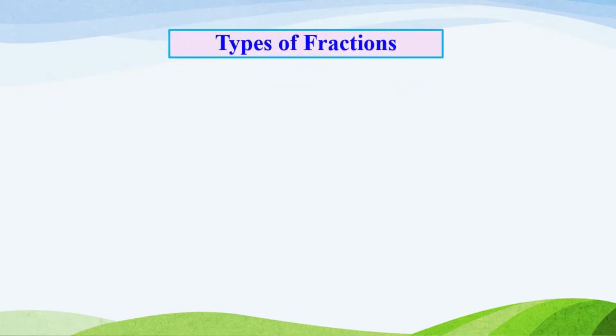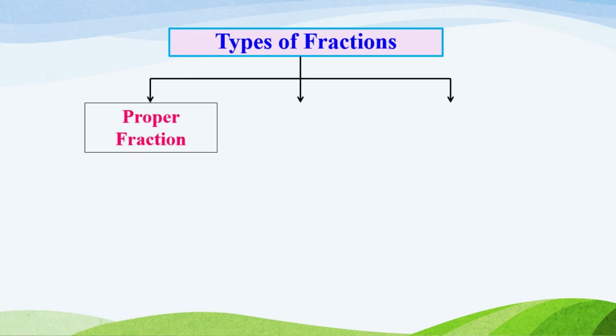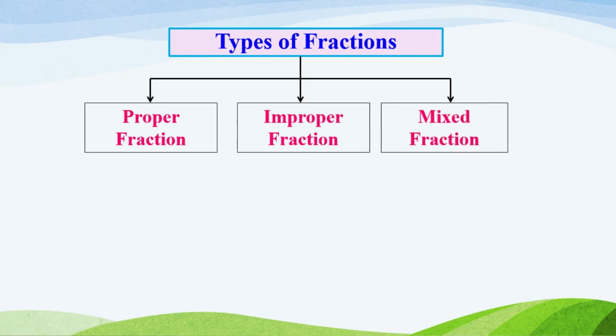Let's see types of fractions. There are 3 types. First one, proper fraction. Proper fraction means a fraction in which the numerator is less than the denominator. Second one, improper fraction. Improper fraction means a fraction in which the numerator is greater than the denominator. Third one, mixed fraction. Mixed fraction means a combination of a whole number and a proper fraction.